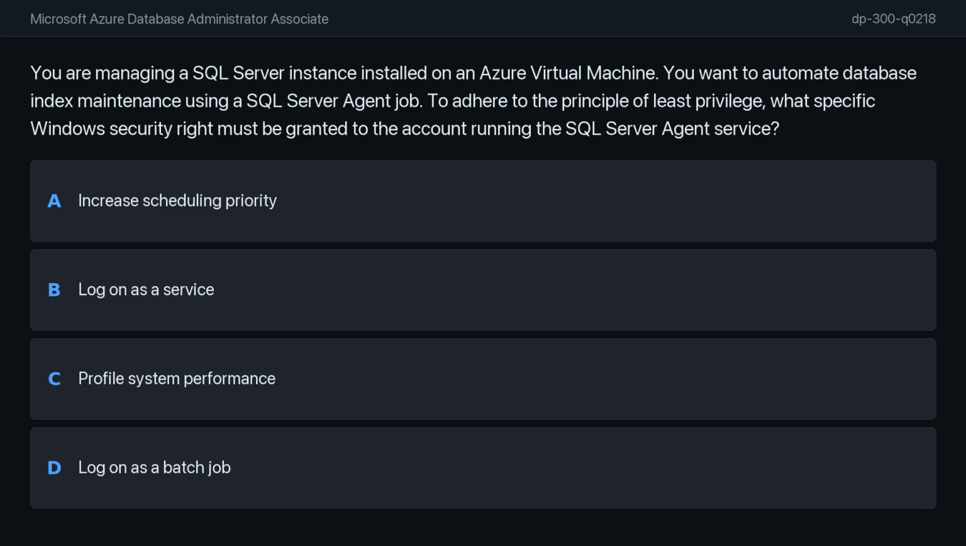Option A, increase scheduling priority. Option B, log on as a service. Option C, profile system performance. Option D, log on as a batch job.